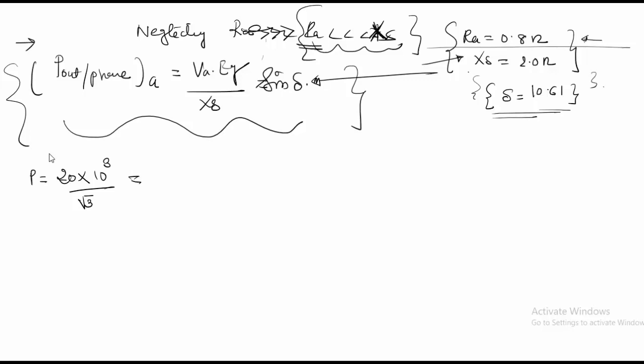And if you are taking your VA per phase, which was equal to 236.09 into 132.79 sine of delta divided by your XS, which is equal to 2.0. So this will come close to 20 into 10 raised to 3 divided by root 3, divided by 236.09 divided by 132.79, into 2, and sine inverse of the answer will give you a delta of close to 47.44.